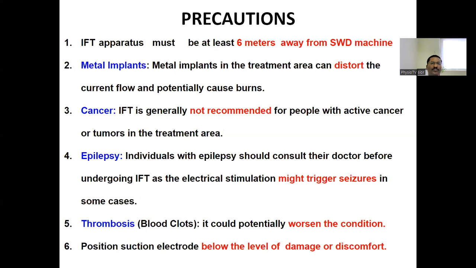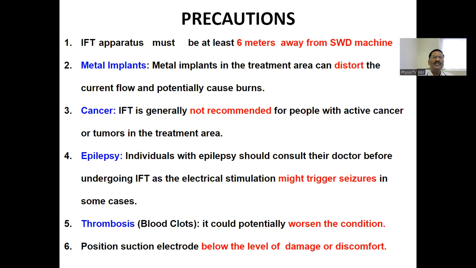So coming to the precautions, in the electrotherapy department, IFT should always be placed at least 6 meters away from the shortwave diathermy, as shortwave diathermy can interfere with the normal functioning of the interferential currents.